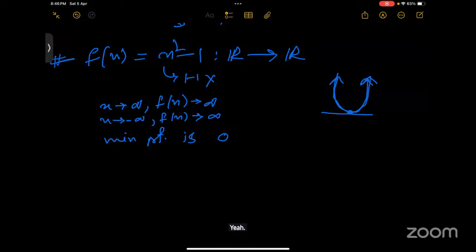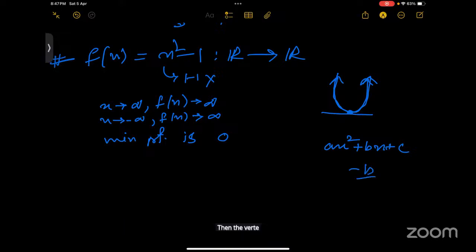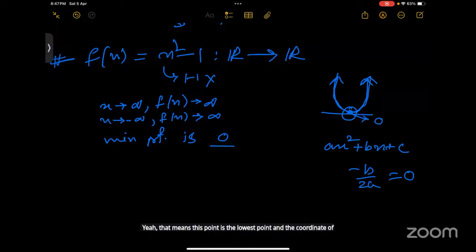Ma'am, we can also go through the formula minus b by 2a, I think. Yes. From that formula also we can find. So if I have the equation of the parabola in this form, then the vertex is minus b by 2a, right? And what is b here? 0, right? So it becomes 0. That means this point is the lowest point and the x coordinate of the point is 0. So 0 is the lowest point.